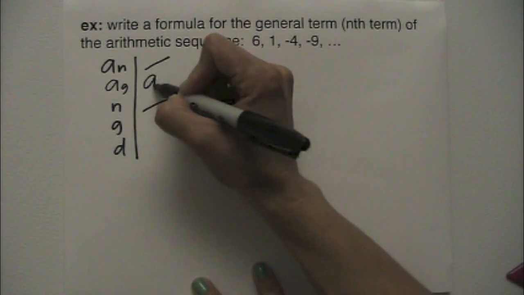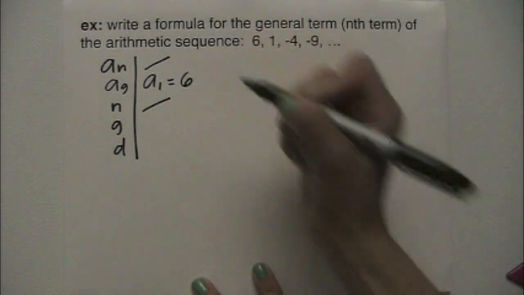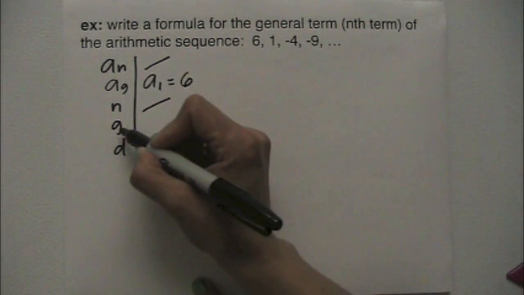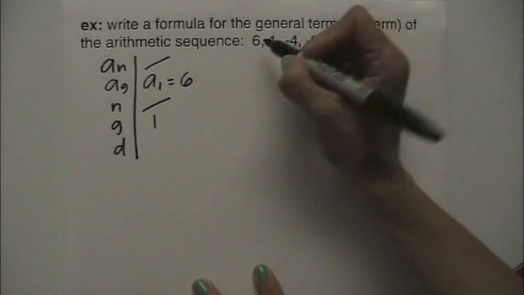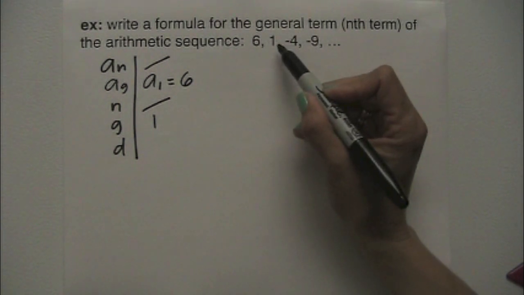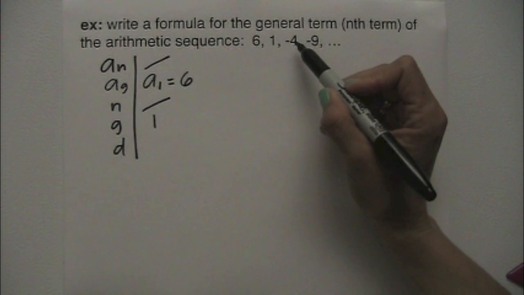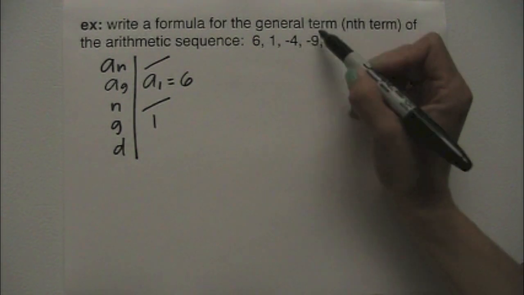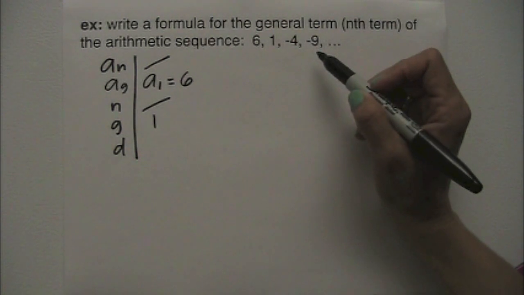a sub g is the first term you're given. So if you look at your sequence, you have 6. g is going to be 1. And then we need that common difference. So you're looking back to your sequence and you're saying 6 plus what gives you 1? 1 plus what gets you to -4? -4 plus what value gets you to -9? So each time we are adding a -5.